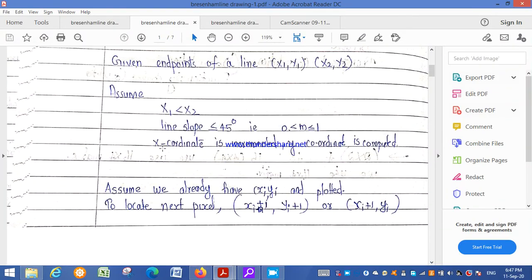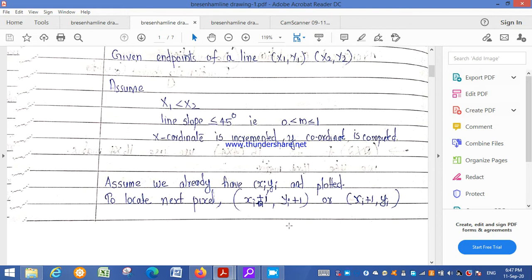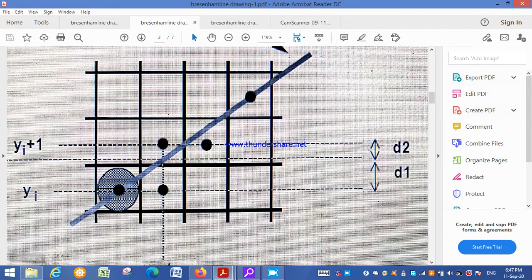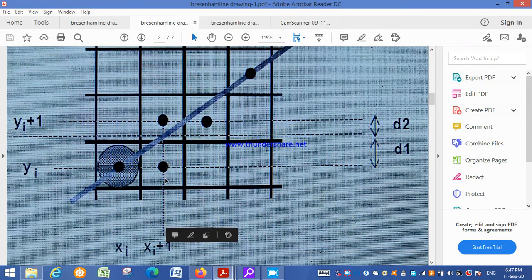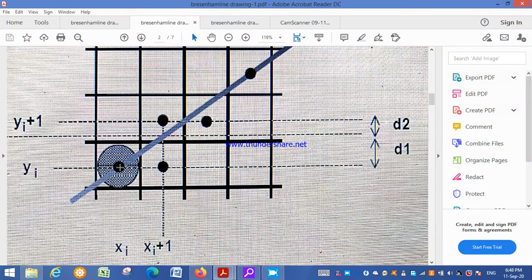In order to derive this, assume you have x1 less than x2 and the line slope is less than or equal to 45 degrees, and first we plot xi, yi. To locate the next pixel position, we have to determine whether the next pixel location is xi plus 1, yi plus 1 or xi plus 1, yi, as I already mentioned. So assume that you plotted this pixel xi, yi. In order to plot the next pixel point, we have to decide between this pixel location or this.